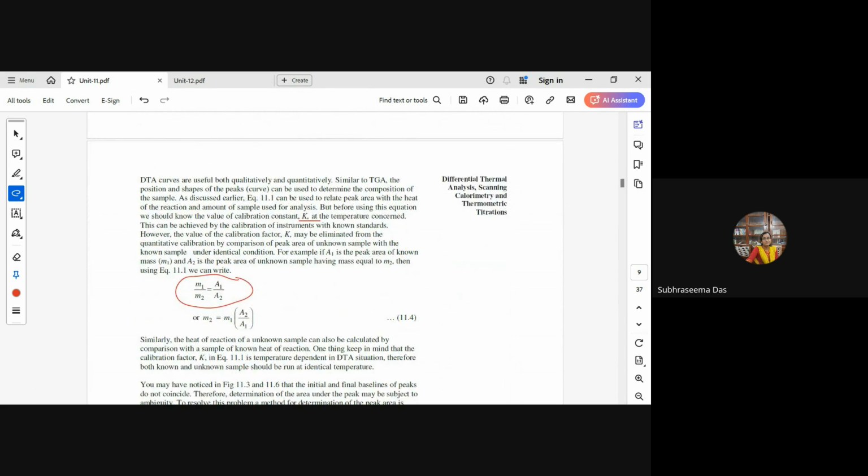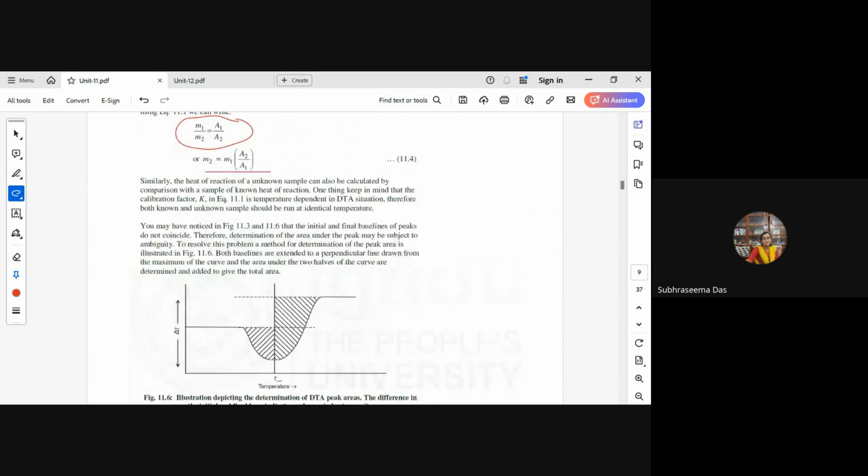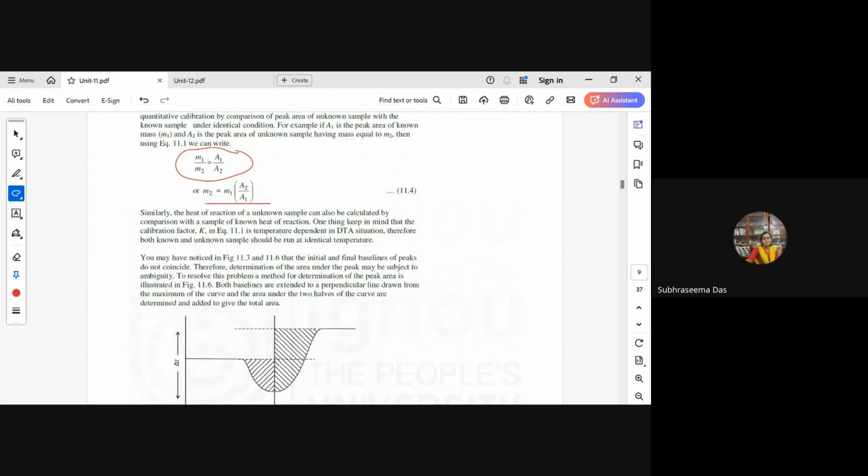So using this equation, m2 is equal to m1 into A2 by A1. Using this equation, we can find out the mass of an unknown sample. Here m2 represents the mass of an unknown sample, m1 represents the mass of a known sample, and A represents the respective peak areas. So using this equation, the mass of an unknown peak area can be known. Similarly, the heat of reaction can also be known using the equation that we have derived for delta Cp. So this is how DTA has been useful for measurement of unknown mass and delta Cp.